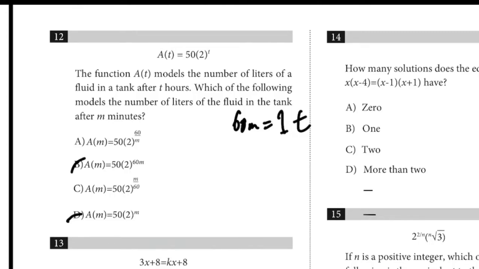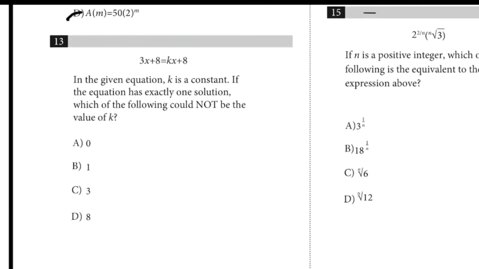And now we need to know where minutes place, right? So I guess we can just use some logic here. Like if you want to find 1/6 of an hour, we'd go 10 minutes over 60. So m should, based off logic, go on the top. It doesn't really make sense for it to go on the bottom. So we can cancel that one out, and the answer is C.